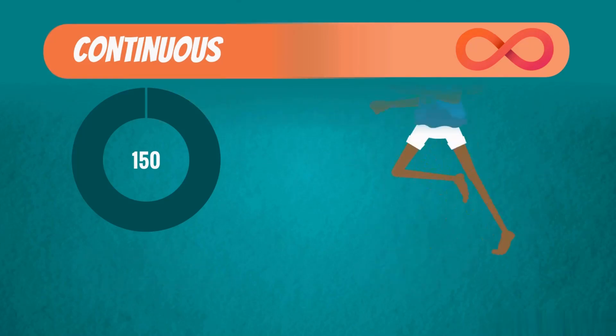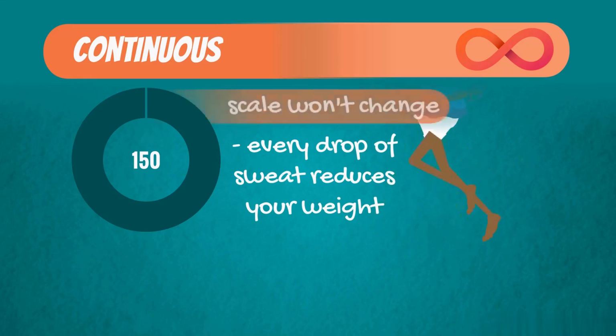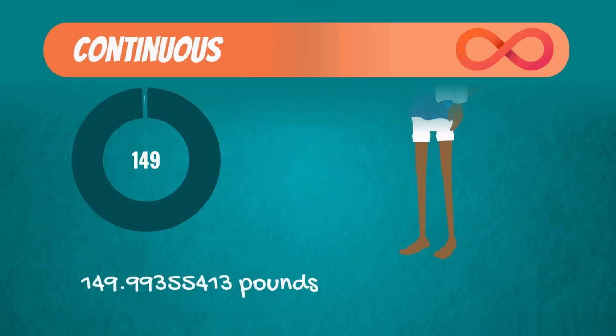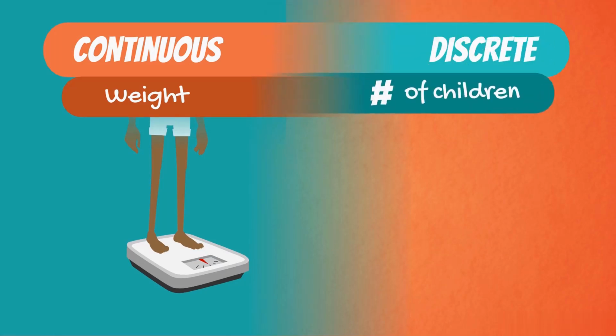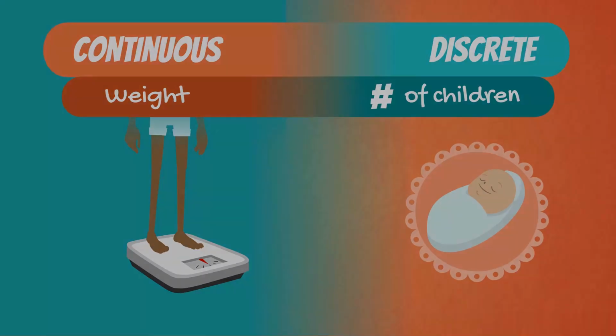Now, think about sweating. Every drop of sweat reduces your weight by the weight of that drop, but once again, a scale is unlikely to capture that change. Your exact weight is a continuous variable. It can take on an infinite amount of values, no matter how many digits there are after the dot. To sum up, your weight can vary by incomprehensibly small amounts and is continuous, while the number of children you want to have is directly understandable and is discrete.